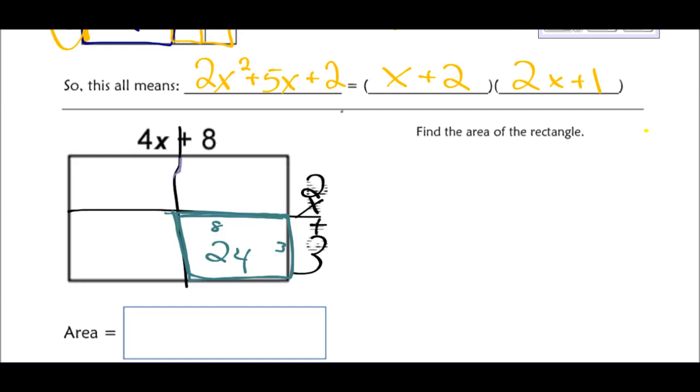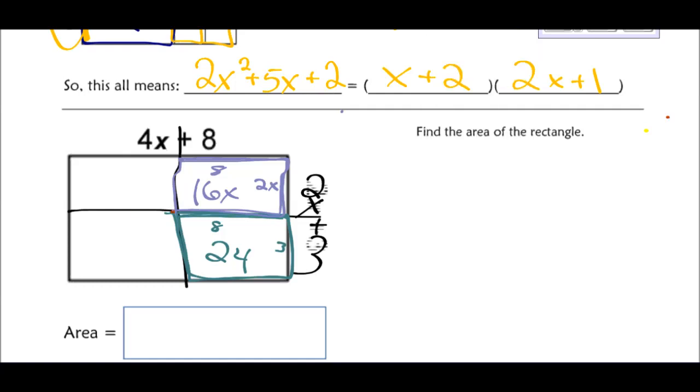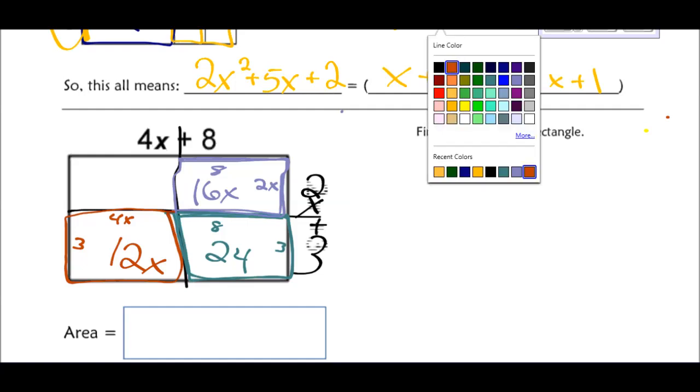What is the area of this rectangle? 8 times 2x, what is that? 16x. That's 8, that's 2x, that's 16x altogether. What's the area of that bottom left one? I can get 12x. Yep, 4x times 3, 12x, and the last one, Jason, what was it?